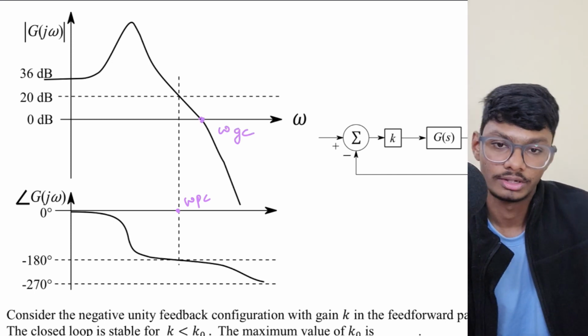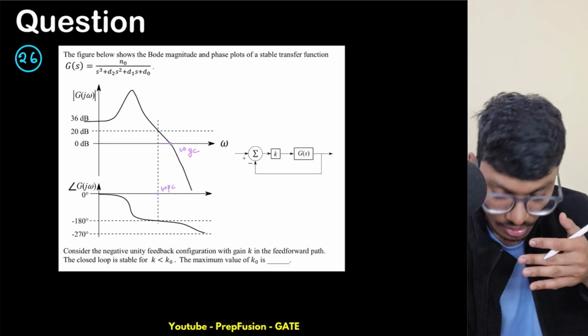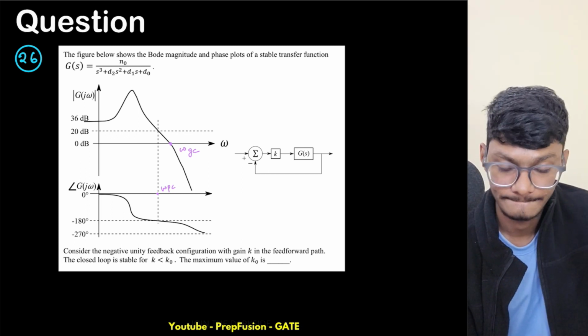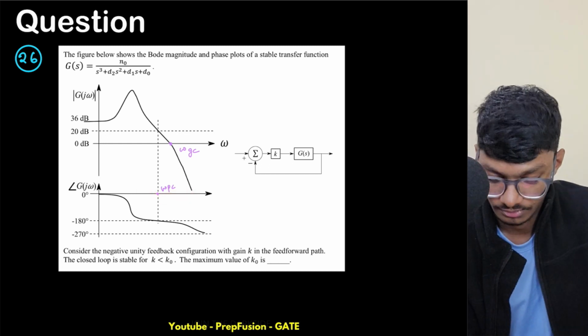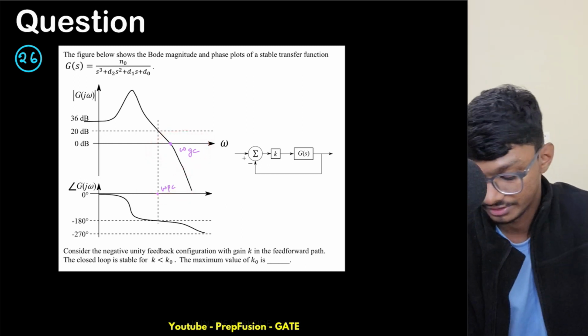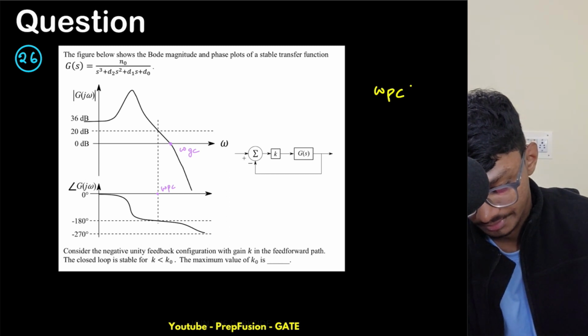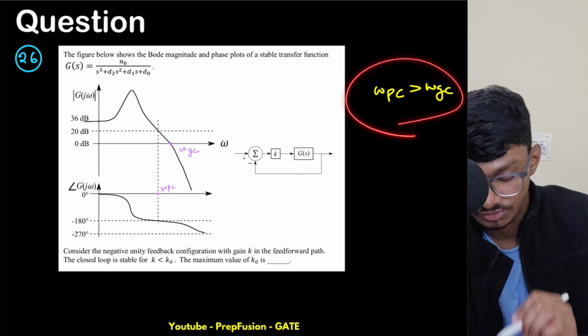Now I told you one condition, right? If you recall correctly, your phase crossover frequency should come later for stability. Like your omega pc should be greater than omega gc. Okay, this was one condition for stability.